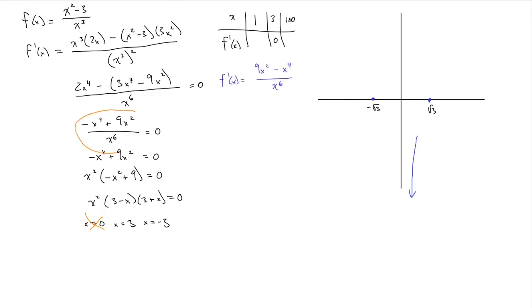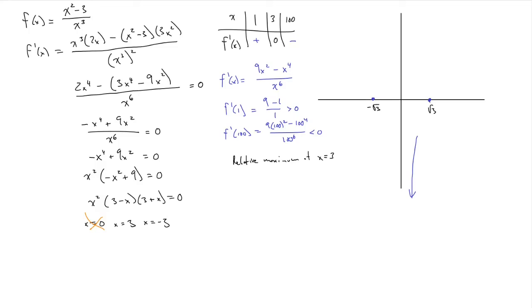From this expression right here, we get that the derivative is this expression right here, 9x squared minus x to the 4th over x to the 6th. And it's easy to see that f prime of 1 is a positive number, and so the function is increasing to the left of 3. And hopefully it's also easy to see that f prime of 100 is a negative number. 9 times 100 squared might be large, but 100 to the 4th is certainly much larger, and so we have a negative number in the numerator there, and 100 to the 6th is a positive number, and so this is negative, and the function is decreasing to the right of 3.